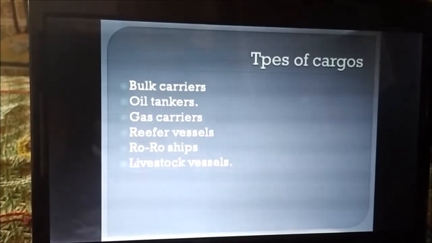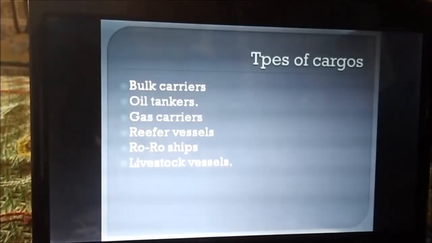The other one is reefer vessel. The word used is reefer. What does reefer refer to? Reefer means refrigerator. So in the vessel, the holds are refrigerated, and they provide whatever temperature the loaded material needs.